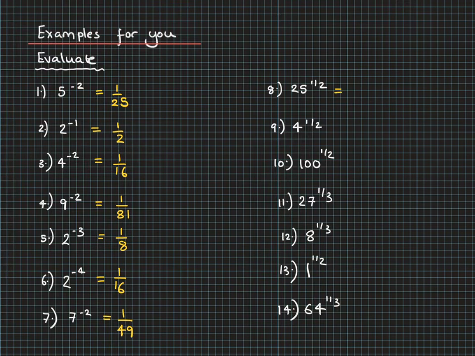25 to the power of a half, the square root of 25 is 5. 4 to the half, the square root of 4 is 2. 100 to the half, 10. 27 to the third, 3. 8 to the power of a third, 3. 1 to the power of a half, 1. 1 to the power of any value is always 1. And 64 to the power of a third, the cube root of 64, not the square root of 64, which is 4. Remember, the square root of 64, or 64 to the half, is 8.